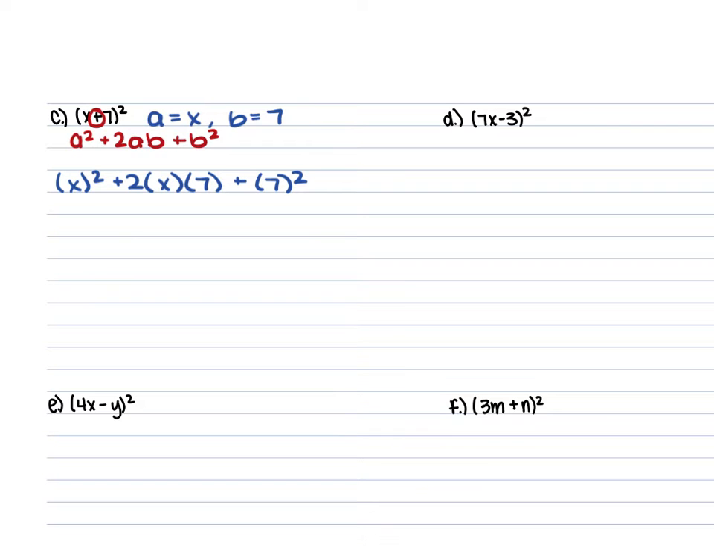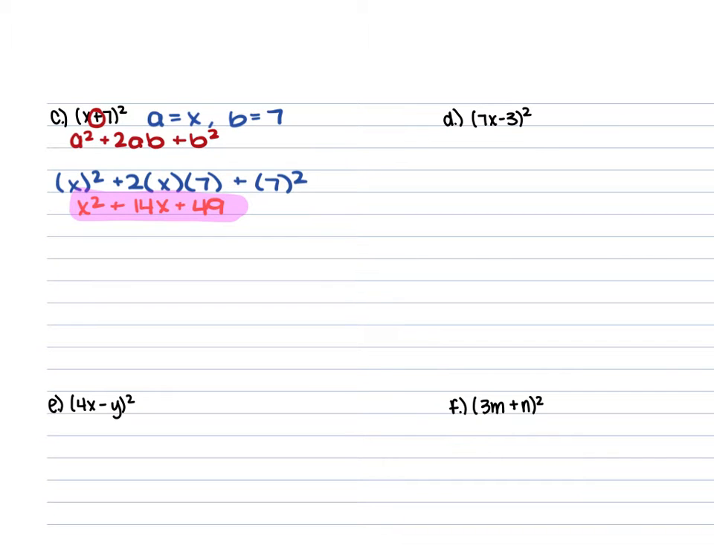The x squared gives us x squared. Plus 2 times x is 2x, times 7 is 14x, and then that 7 squared is a positive 49. So x squared plus 14x plus 49 is our answer.